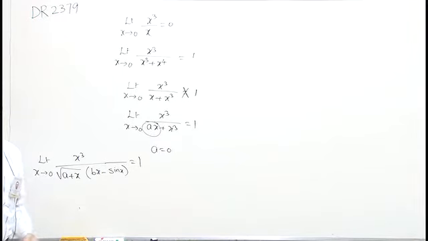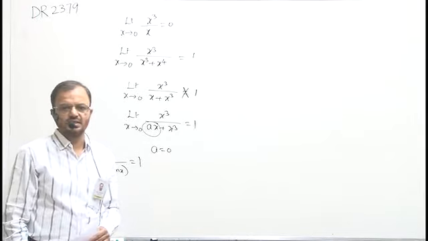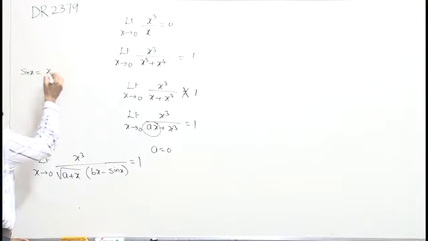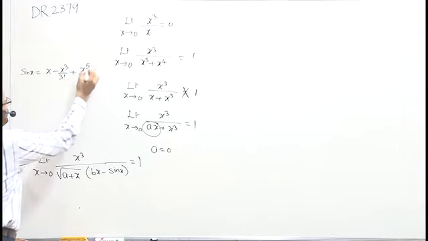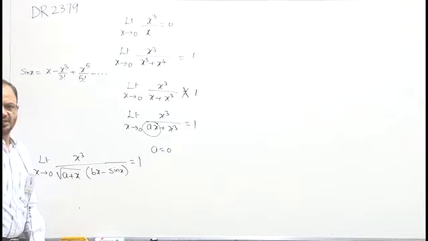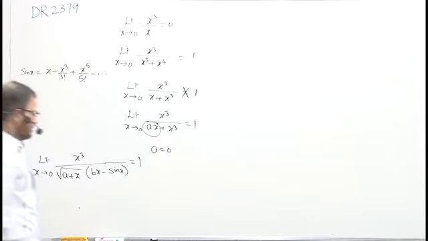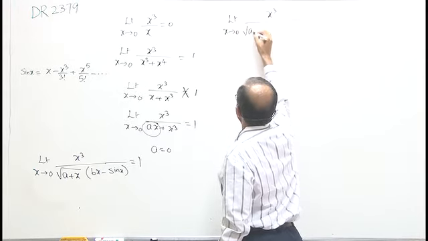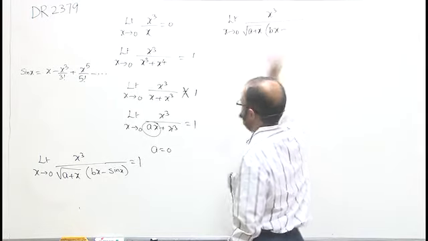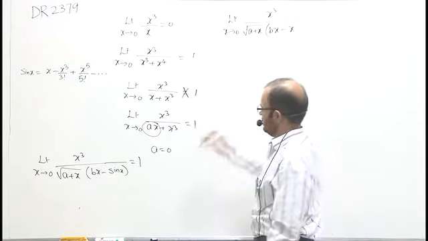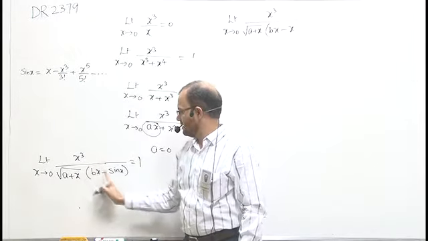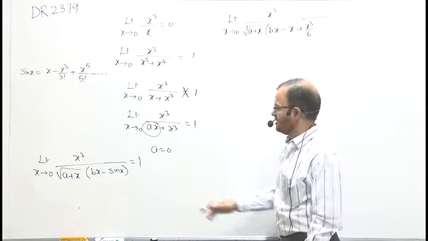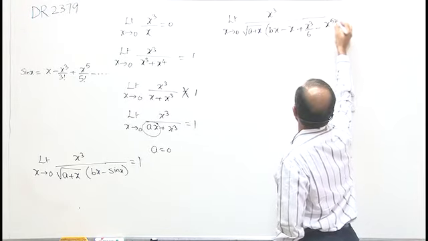Here we can also use the expansion of sin x. We know the expansion of sin x is x minus x cube by factorial 3, plus x power 5 by factorial 5, and so many terms. If I substitute here, I will get the limit as x tends to 0 of x cube over the square root of a plus x, times bx minus x. Since it is already minus, this will become plus x cube by 6, and higher terms minus x power 5 upon 120.